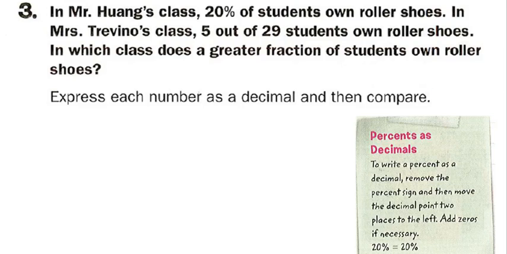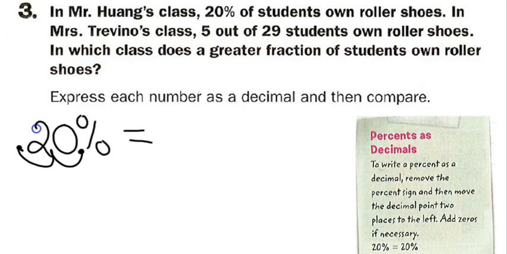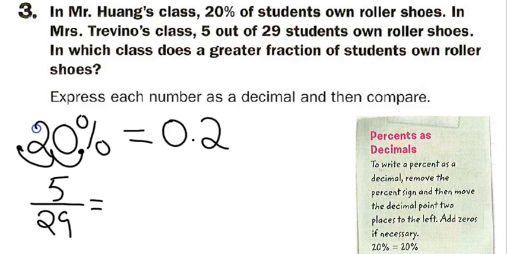All right. So if we have 20%, let's turn that into a decimal. Well, that's easy. We just move that decimal 2 places to the left. So this is 0.2. All right. So then we have 5 out of 29, as I said, and that's just a division problem. All we have to do is divide that. So if we divide 5 divided by 29, that gives us 0.1724.